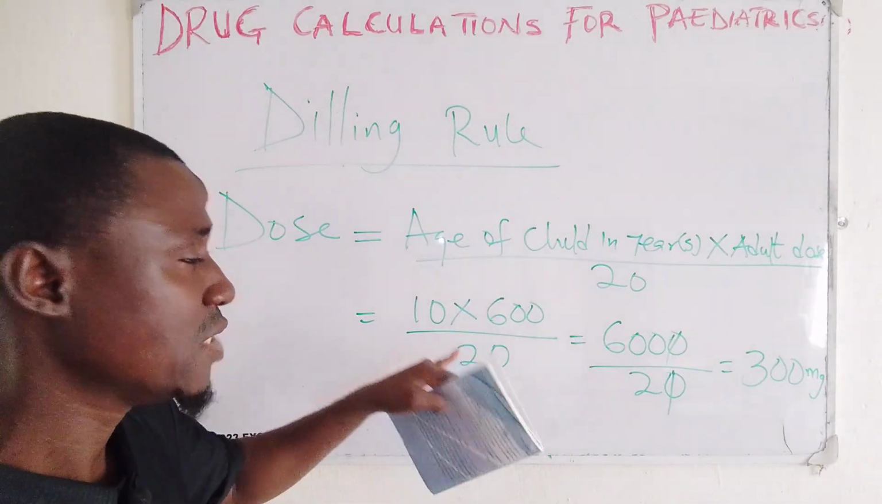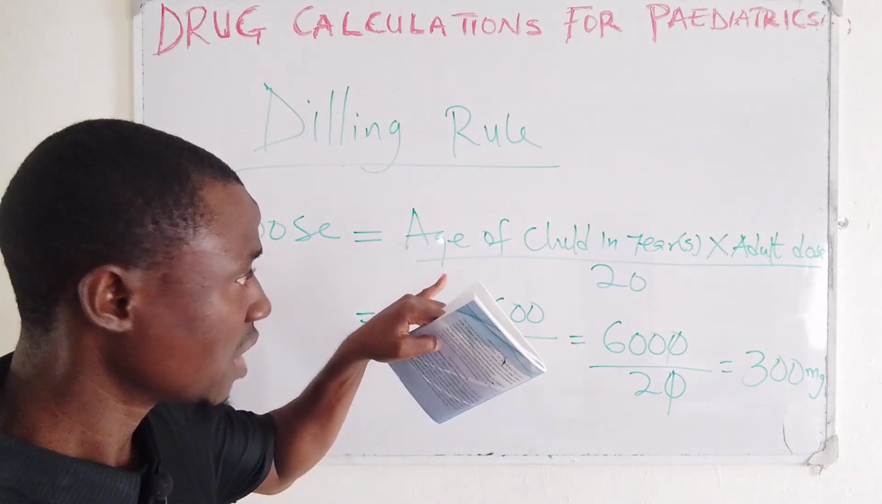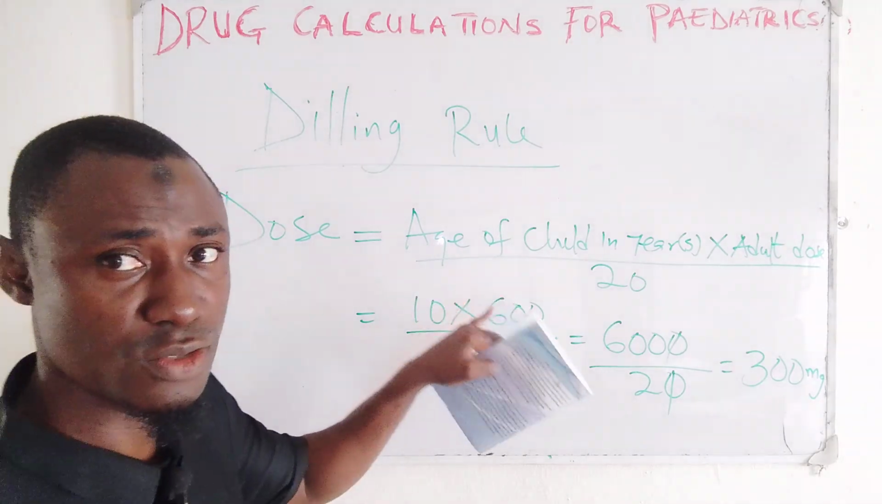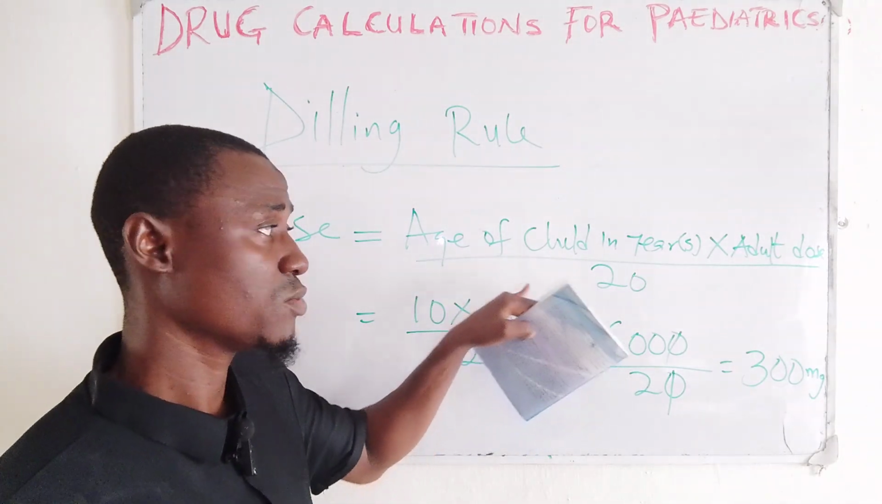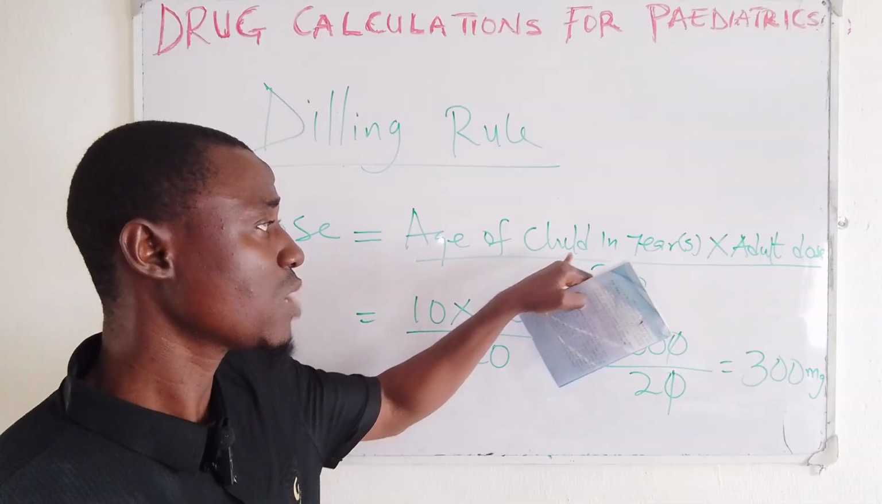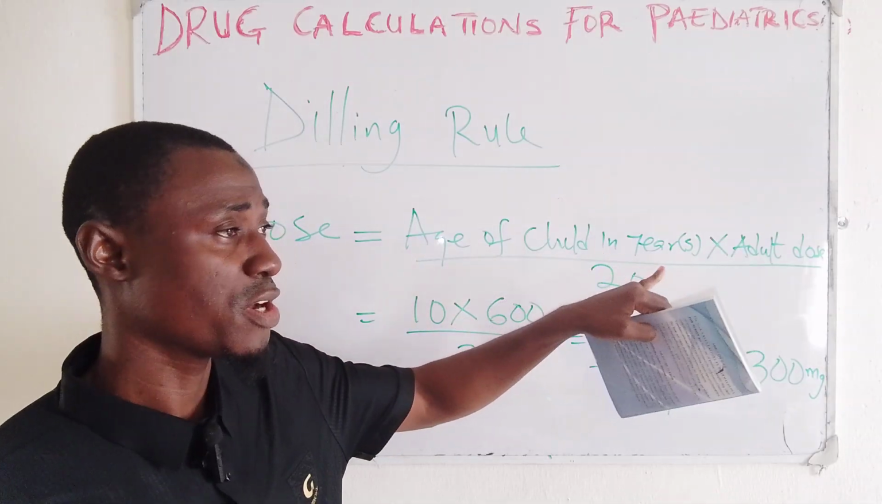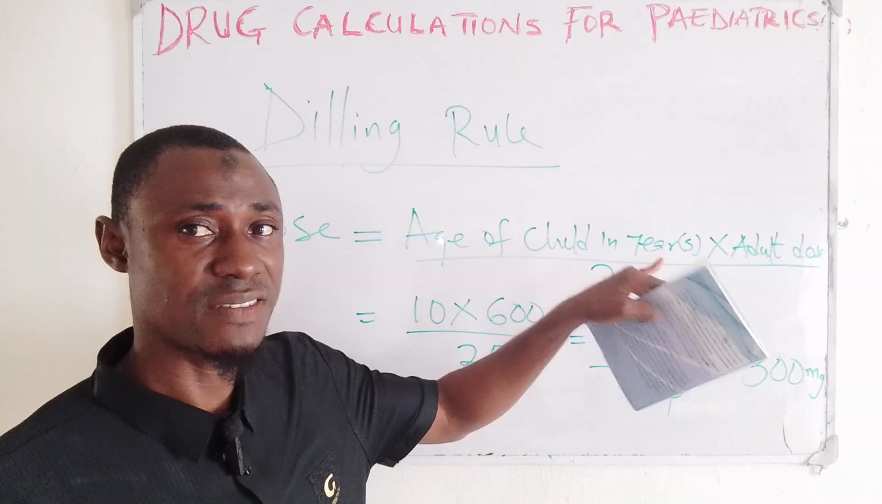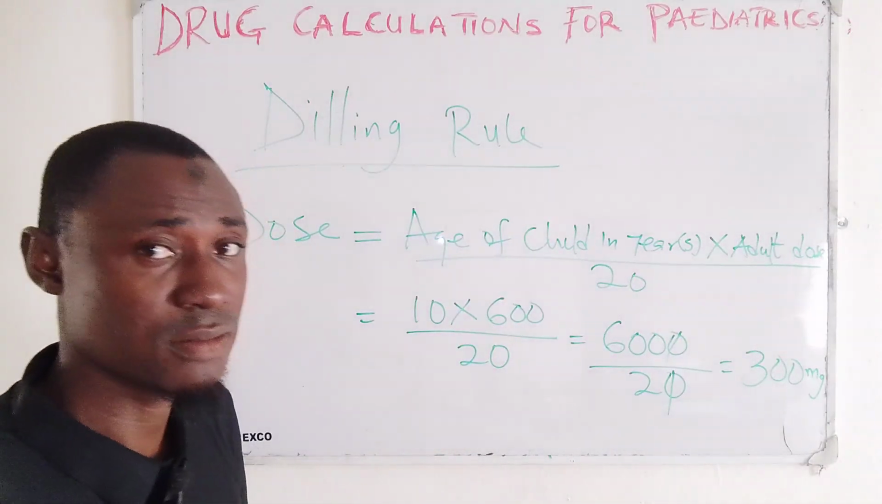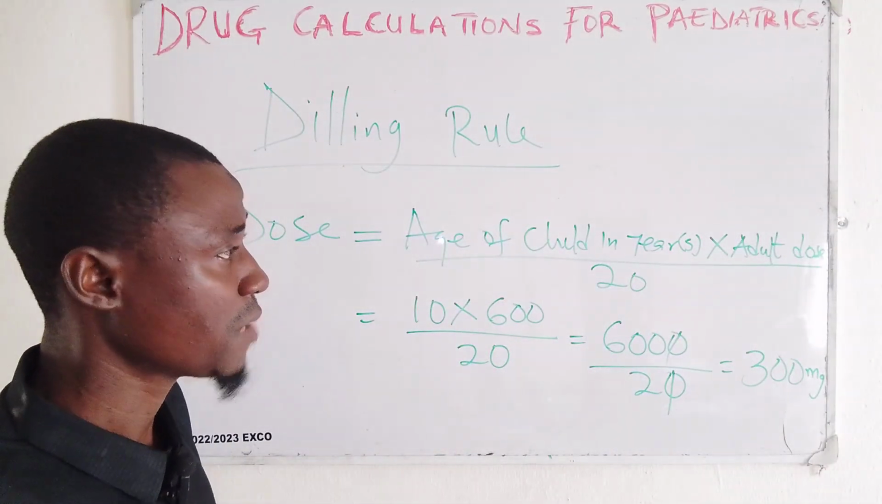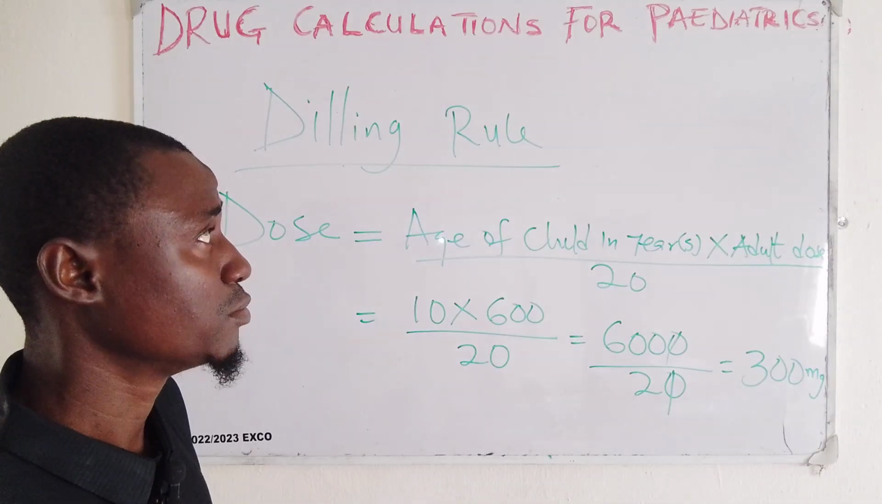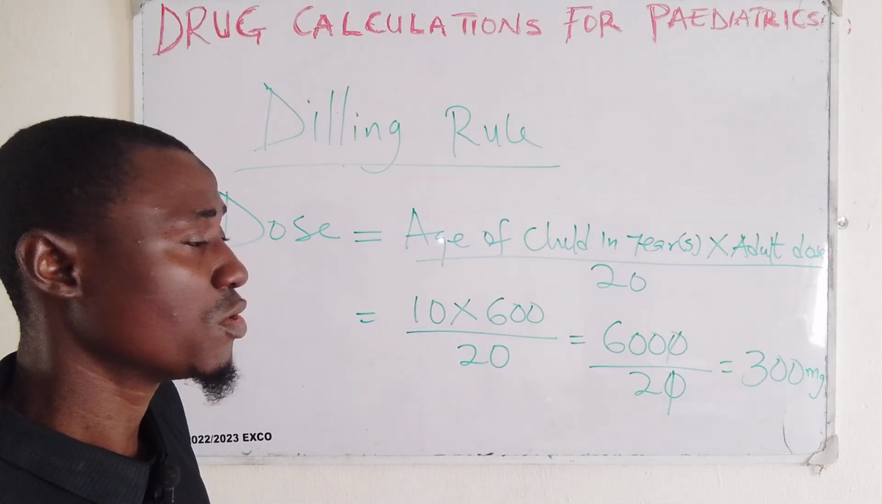The only thing you will need whenever you want to use Dilling's rule to calculate the dose that will be administered to a child is this formula. Once you have the age of the child and you already know the adult dose of that very drug, then of course you are good to go. So this is how to calculate drug dose based on Dilling's rule.